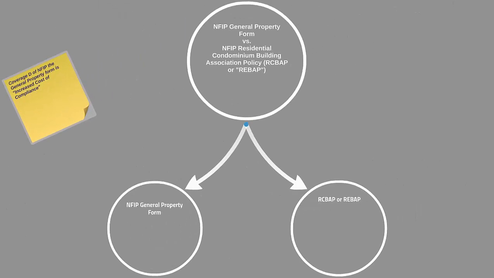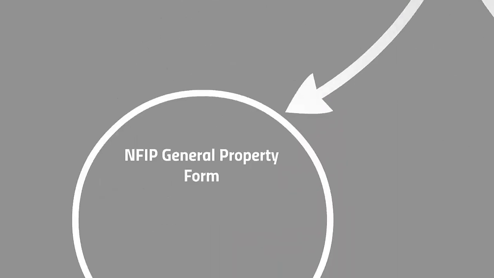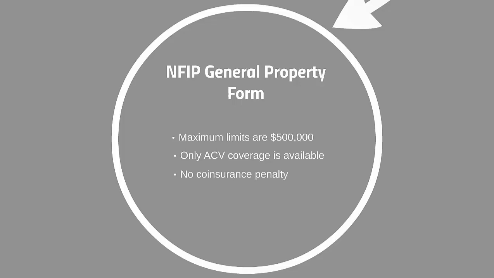Now let's look at the NFIP General Property Form versus the NFIP Residential Condominium Building Association Policy. The acronym for this is either RCBAP or REBAP. There are key differences between the two NFIP policies shown below. With the NFIP General Property Form, the maximum limits, as mentioned before, are $500,000 as long as the community is in the regular phase of the program. Only actual cash value coverage is available, and there is no co-insurance penalty.